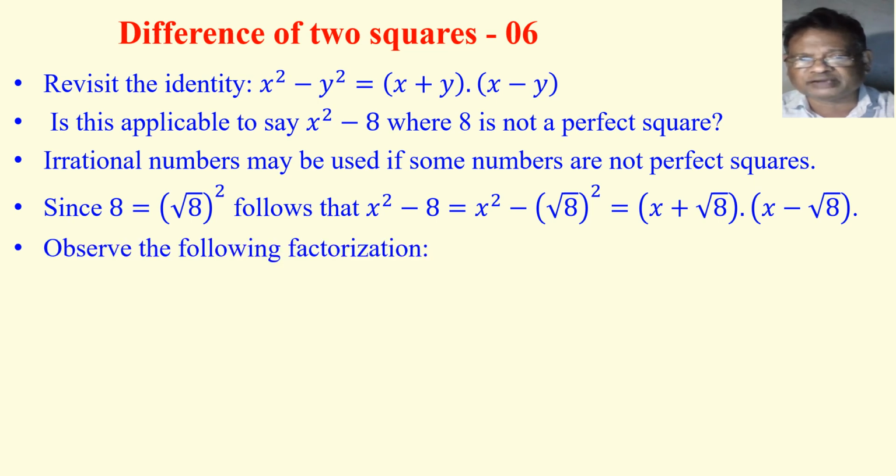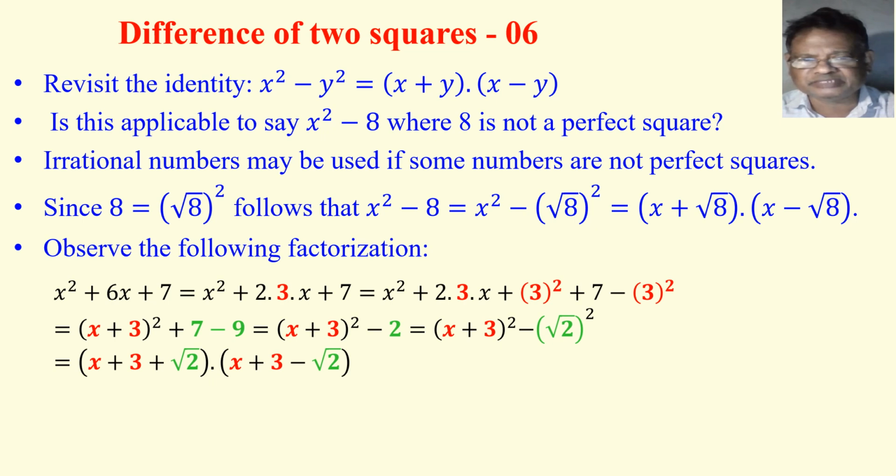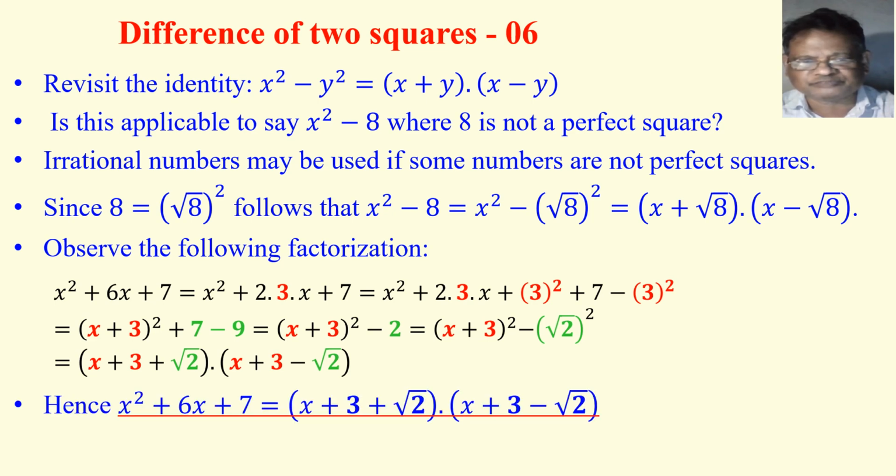Observe the following factorization. As in the previous example, half of the coefficient of the x term is marked in red. Then its square is added and subtracted to maintain the equality. Identify one perfect square and the remainder of terms marked in green, and that is not a perfect square. Finally, we have a difference of squares, which is made out of 2, since 2 is the square of root 2. Applying the standard identity and simplifying results, the factors are computed.